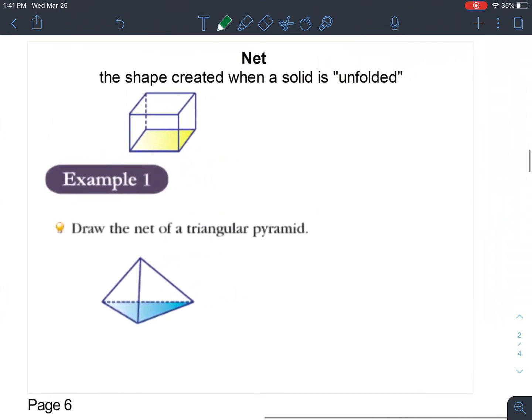Okay, now the next part, we're going to talk about the net. And a net is going to be the shape created when a solid is unfolded.